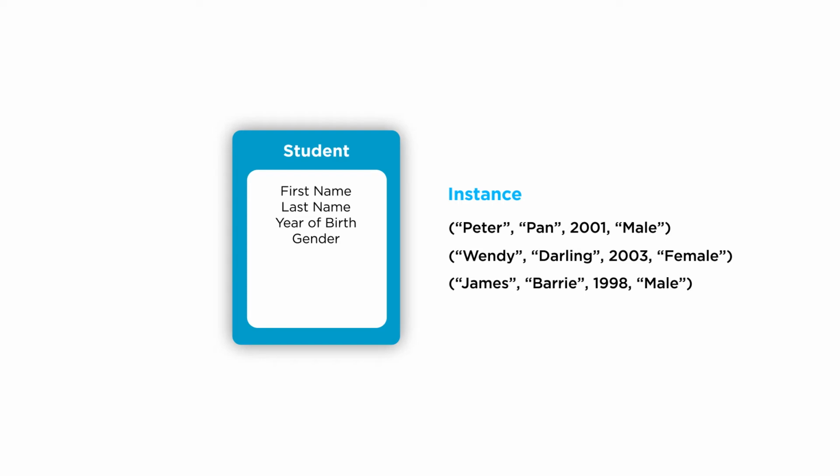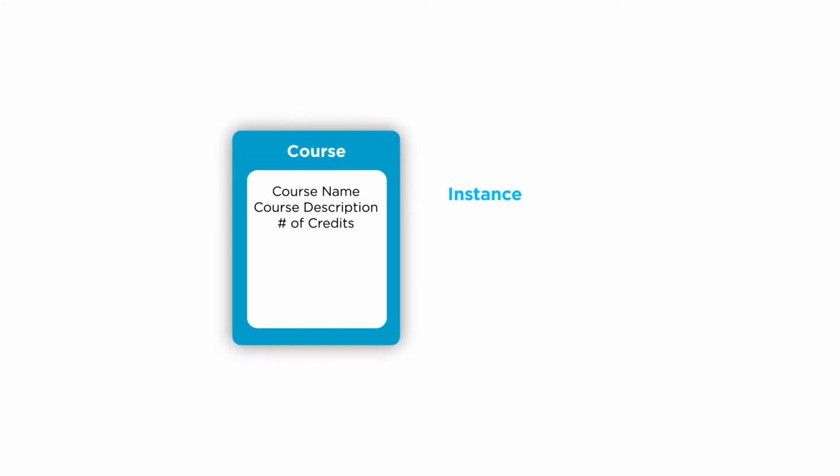Now, if we take a look at the entity courses, we know that each instance of a course has a course name, course description, and credits.